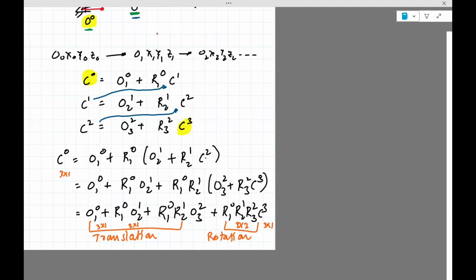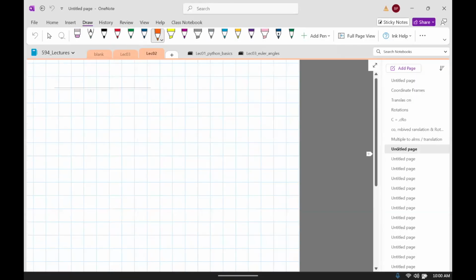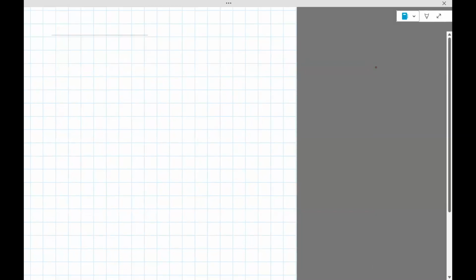So this is the formula for 2 frames. I'm going to show you a much better, more compact way of writing the same formula. That is what is known as a homogeneous transformation, and it will be the central part of everything we do in this course. We'll use them extensively.